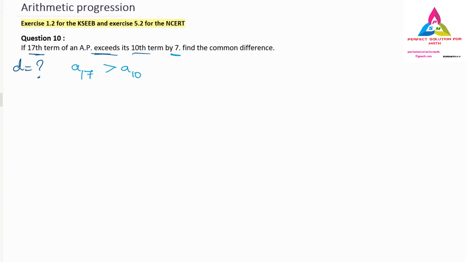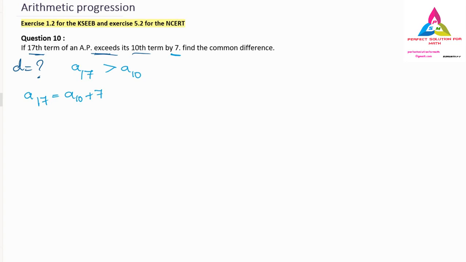Means that we can write down here A17 is equal to A10, but how much more? That is 7 more. So this is the thing you have to understand. The 17th term is greater than the 10th term by 7. So this is the meaning. Exceeds means more. Okay, so now we will continue.